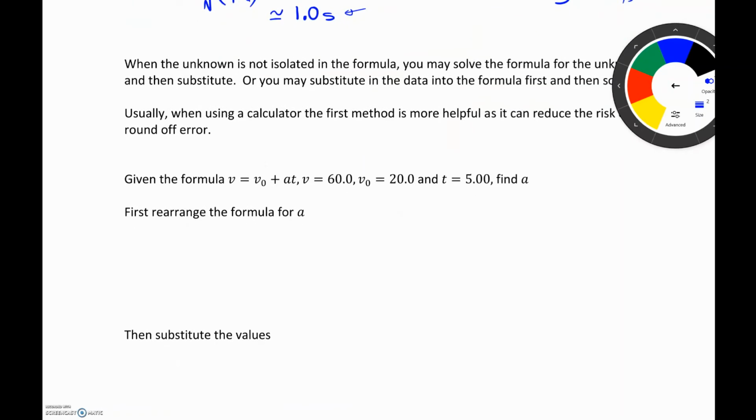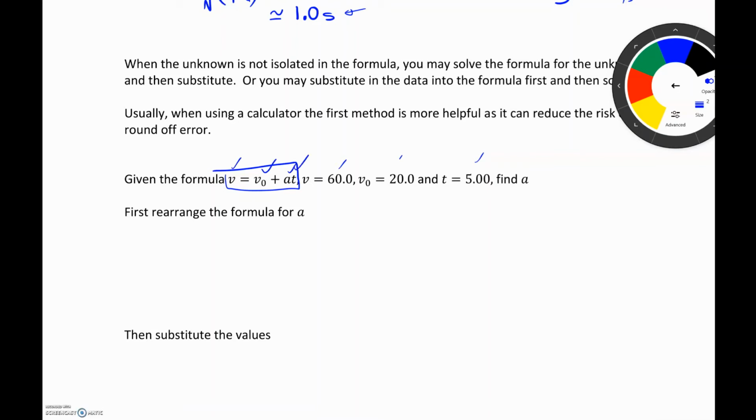Now, we're given the formula V equals V0 plus AT. We're given that V is 60.0, V0 is 20.0, and T is 5.00. And you want to find what A is. In fact, for those who are interested, this is for an object under constant acceleration, where V0 is the initial velocity, V is the velocity after a certain time t, and A is your acceleration.